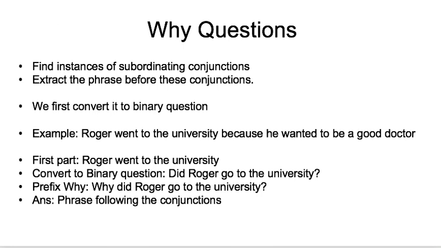Next we talk about how to generate why questions. To do that, we need instances of subordinating conjunctions, which are words such as because, since, so, due to, etc. We convert the phrase which occurs before these conjunctions into the question, and the phrase which follows them forms the answer. For example, you have the sentence "Roger went to the university because he wanted to be a good doctor". Now this part will form the answer and this part will form the question. To convert this part into a valid question, we first convert it into a binary question. So it becomes "did Roger go to the university", and then we prefix why. So it becomes "why did Roger go to the university".